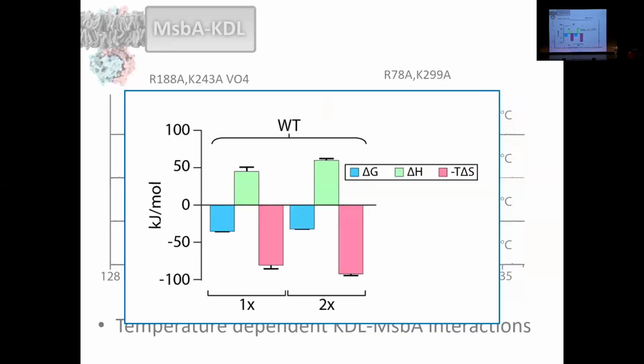And we can also pull out delta G, delta H, and minus T delta S. And that now tells us what's the driver for the molecular interaction, whether it's enthalpy or entropy. So again, the fundamental chemistry you're learning is being used in understanding biochemistry.